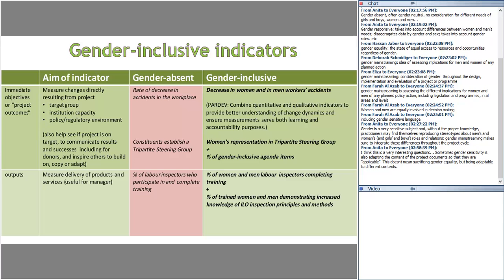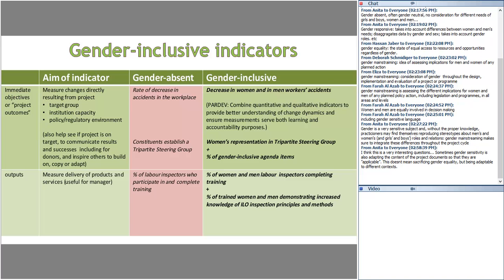So I want to track the extent to which this steering group is actually addressing gender-related accidents, men's vulnerability in the more dangerous occupations, etc. And so I'm going to track the extent to which the agendas of the steering group contain gender-related agenda items. That's a really simple way to do it, right?